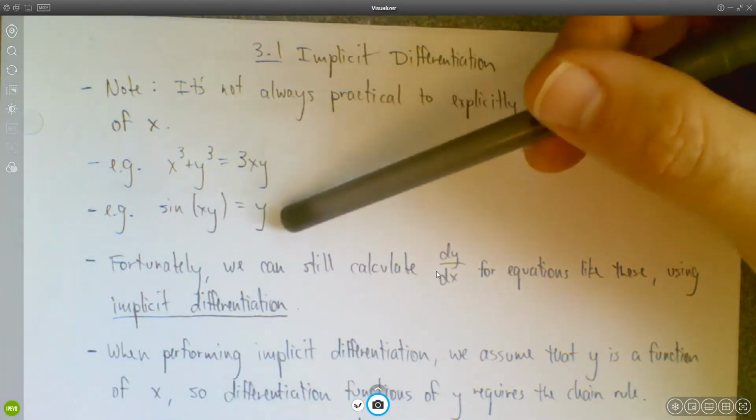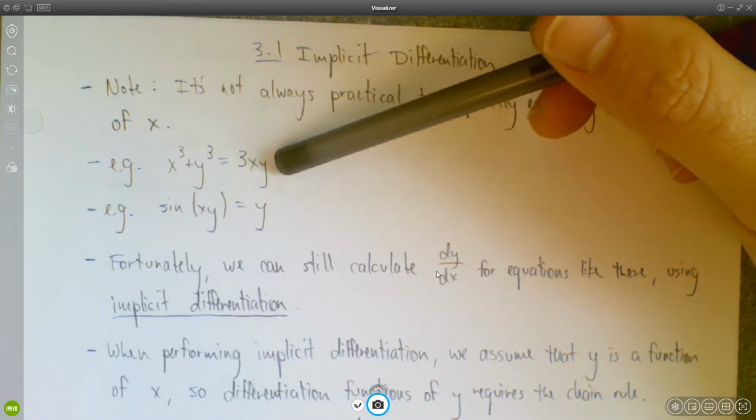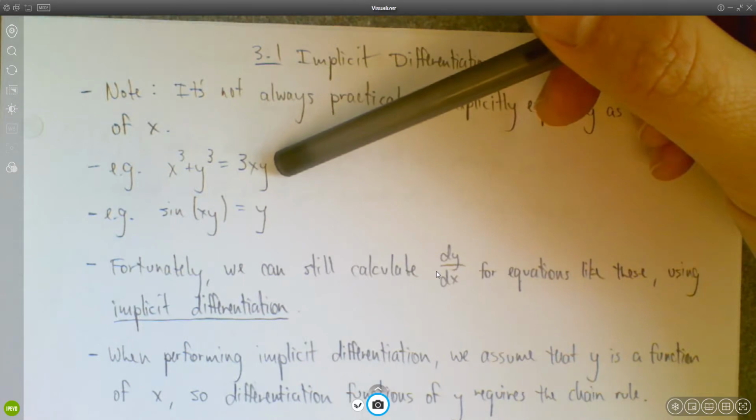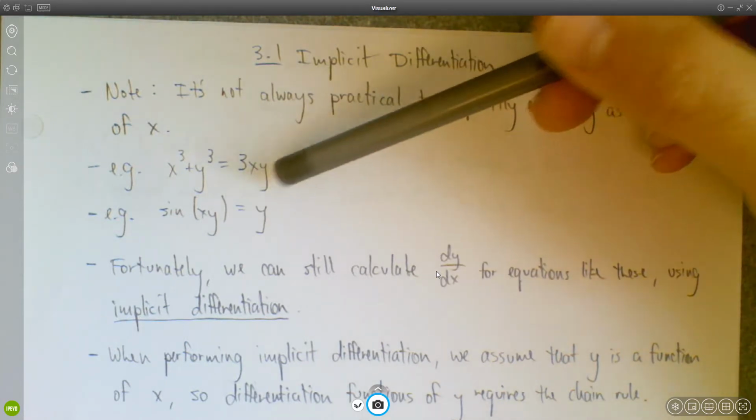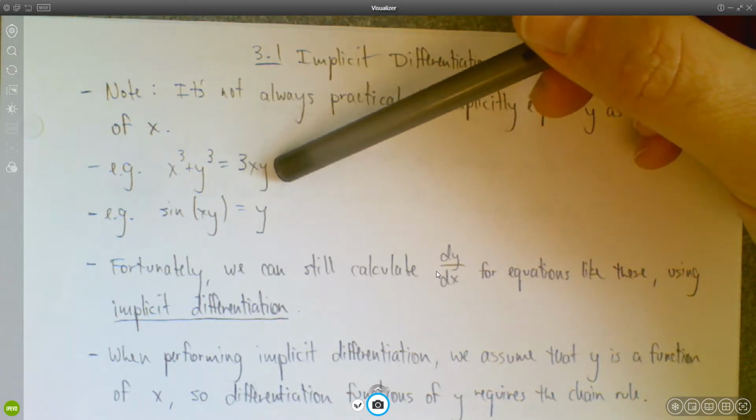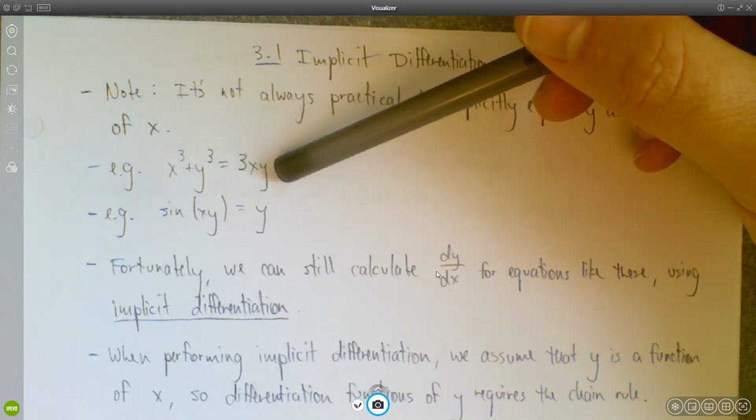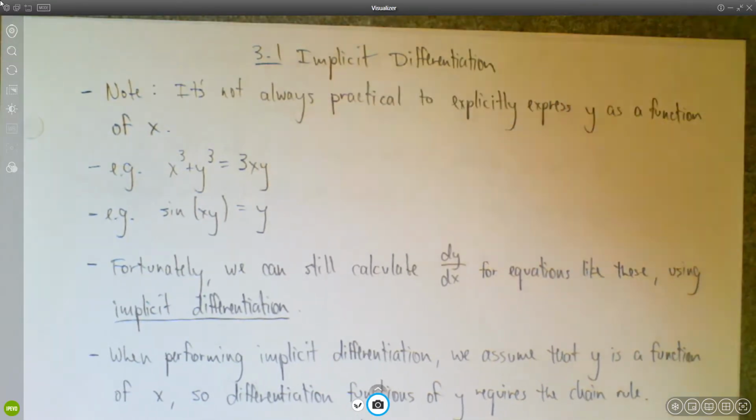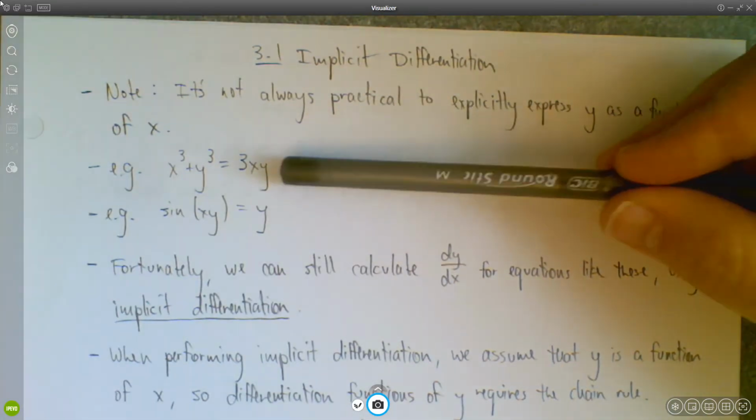Here are a couple of examples. If you have something like x cubed plus y cubed equals 3x squared, it's possible to solve this equation for y. You don't get just a single function out of this. I think you end up with 3 separate solutions, and they're very messy to express in terms of y. So we don't necessarily want to do that.